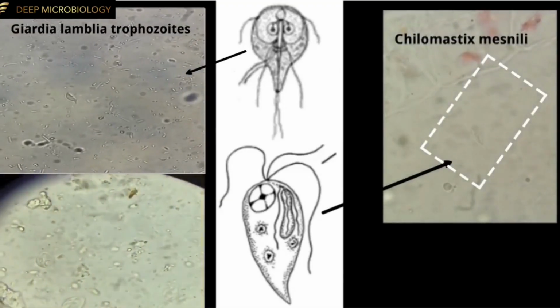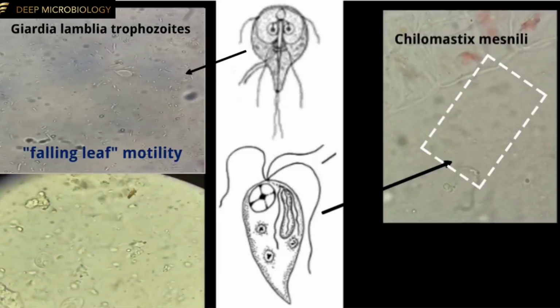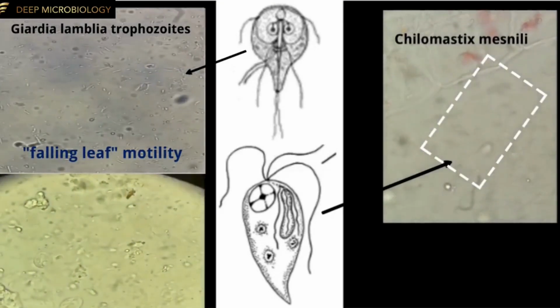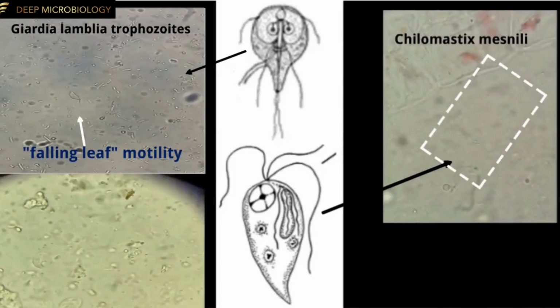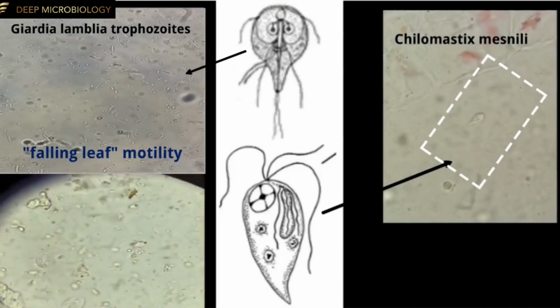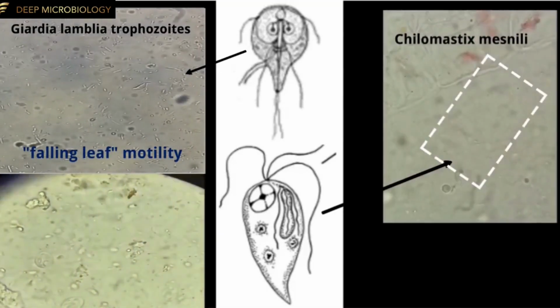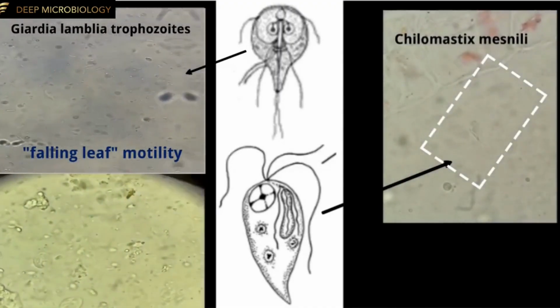Giardia lamblia trophozoites exhibit falling leaf motility, a fluttering, tumbling movement that resembles a leaf floating gently down in water. This type of motility is considered diagnostic for Giardia. In contrast, Chilomastix mesnili trophozoites move with a stiff rotary, spiral motion, which helps to distinguish them from Giardia.